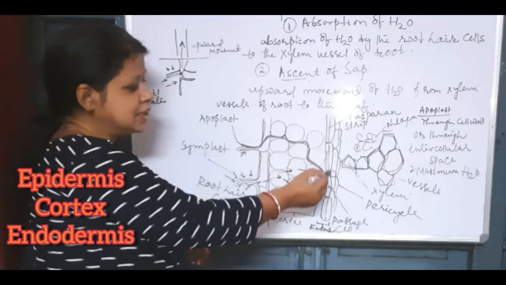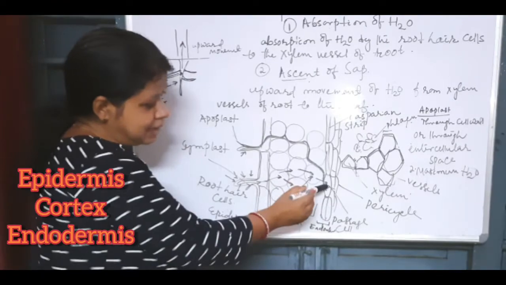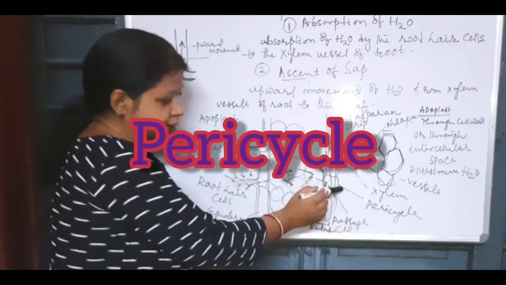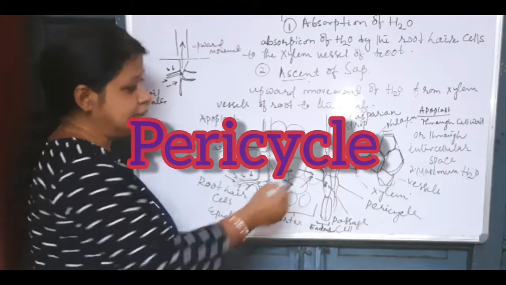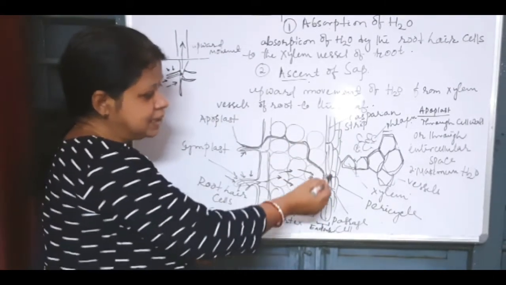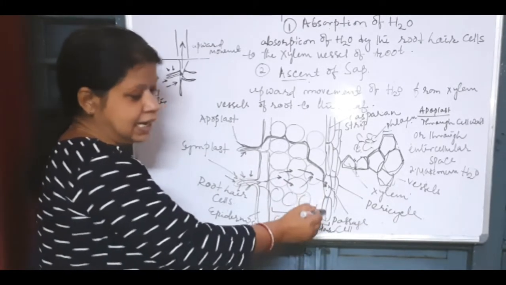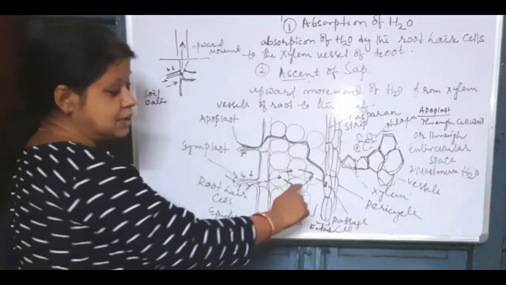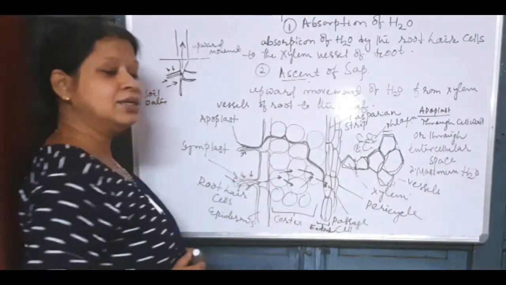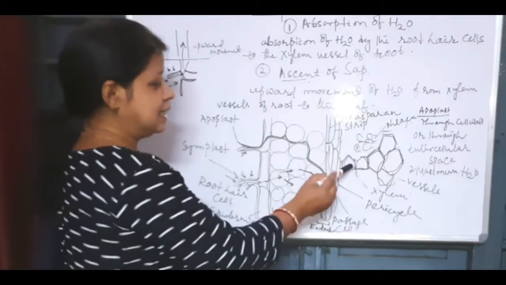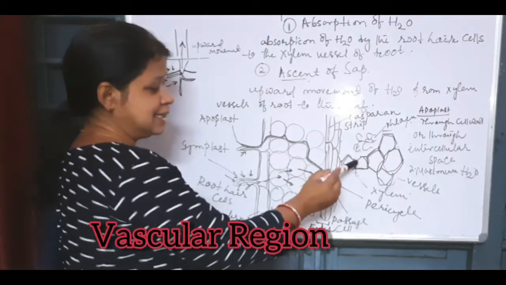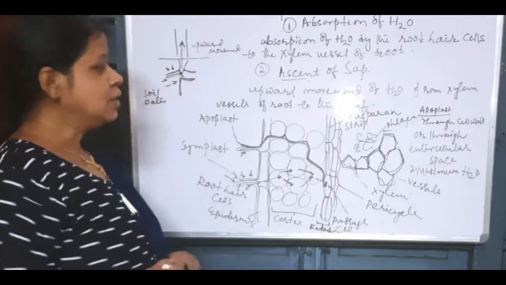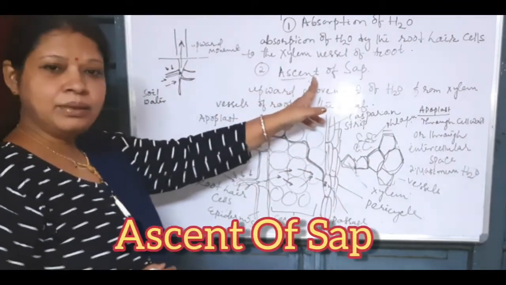Some cells are passage cells through which water can enter the next layer, that is the pericycle, while the other cells with Casparian strips do not allow water to enter the pericyclic zone. Through the passage cells, the water can enter the pericycle. Inner to the pericycle, there are xylem cells or vessel cells, and from these vessel cells water will move upward, which is known as ascent of sap.